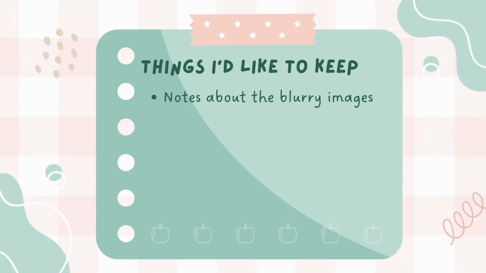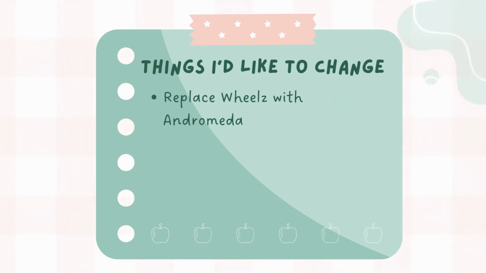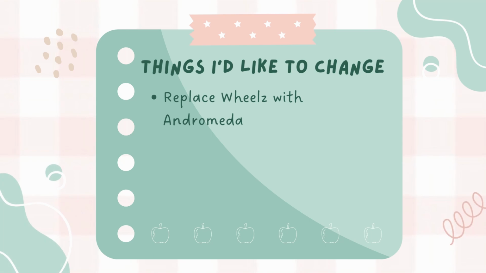I just think it's way cooler if you had a robot that just changes into a motorbike for you or something. That is just sick. I like the blurry image, and I like that he gets angry and has a little chibi face of him. And the thing I'd like to change, I want to replace Wheels with Andromeda.